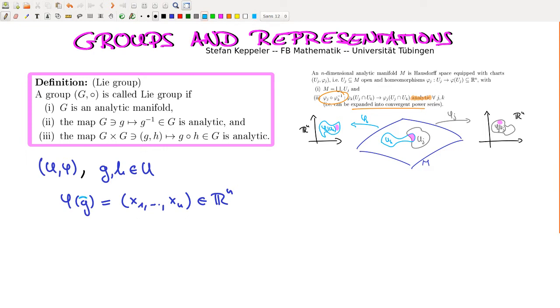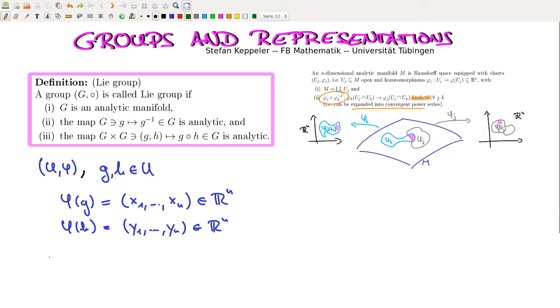So we can think of the group elements as parametrized by these coordinates x1 to xn. Let's say the H is mapped to y1 to yn in Rn. And now we say that this Lie group is an analytic manifold, and, for example, the map that takes G and H to the product of G and H, this is an analytic map.